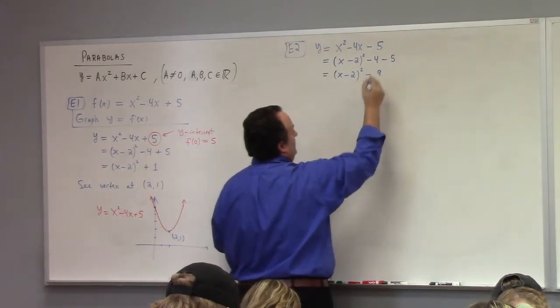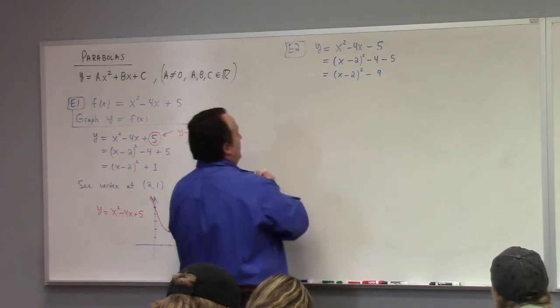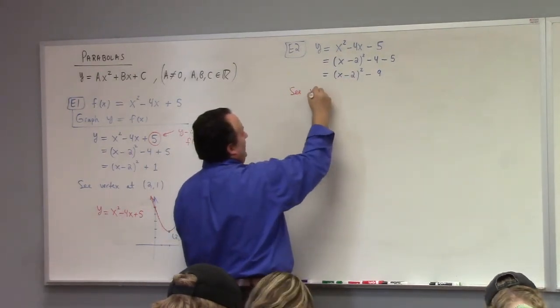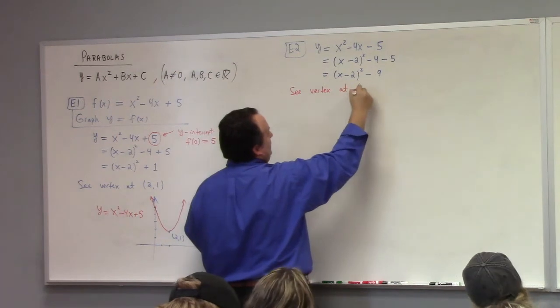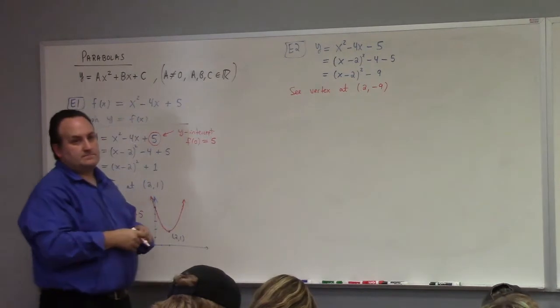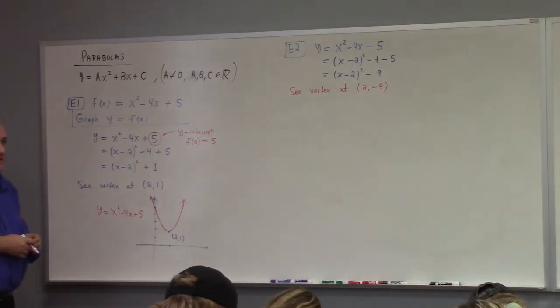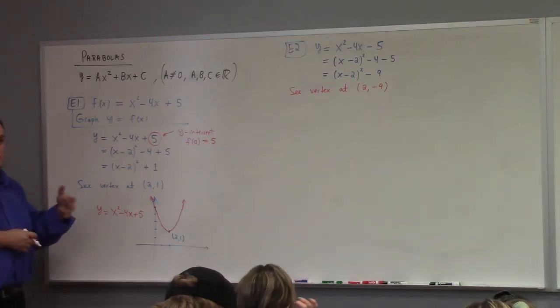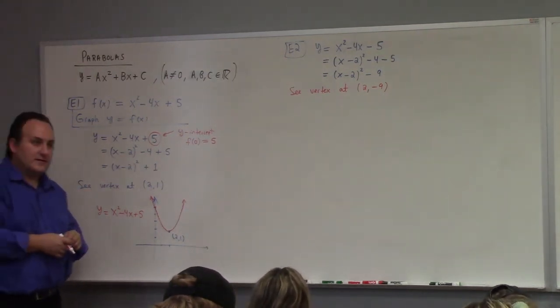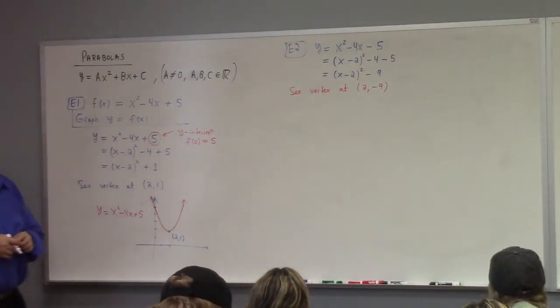Now, once I get to here, I can tell you where the vertex is. I can see the vertex at, in this case, (2, -9). Just from looking at that formula, that shows me the vertex is at (2, -9), because the smallest the formula can be is -9. That happens when x equals 2. When x equals 2, that (x - 2) term is 0. That's the smallest that formula can be, which means it's the vertex of the parabola here.